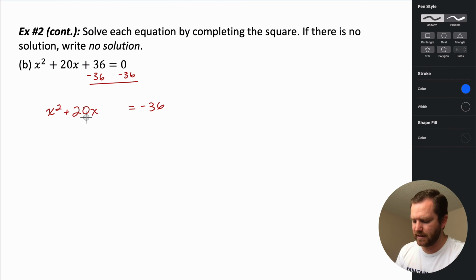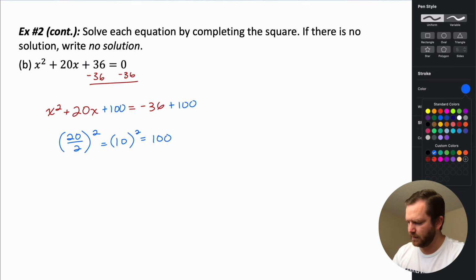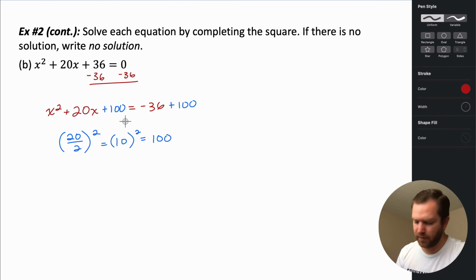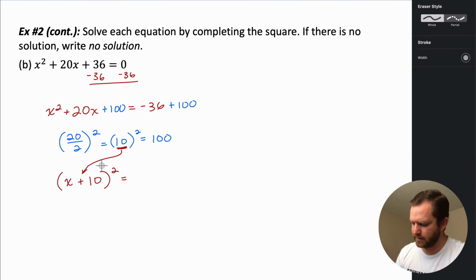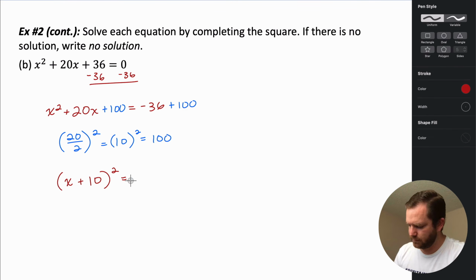So remember, the process is take the middle term, its coefficient, divide by 2, and then square that. So 20 divided by 2 is 10. 10 squared is 100. So I'm adding 100, and if I add it to the left, I have to add it to the right. And that gives me this perfect square trinomial. It factors to be x, and then this value, right, of b divided by 2, it's positive, so plus 10 quantity squared equals, what is negative 36? Negative 36 plus 100. I think that's 64.